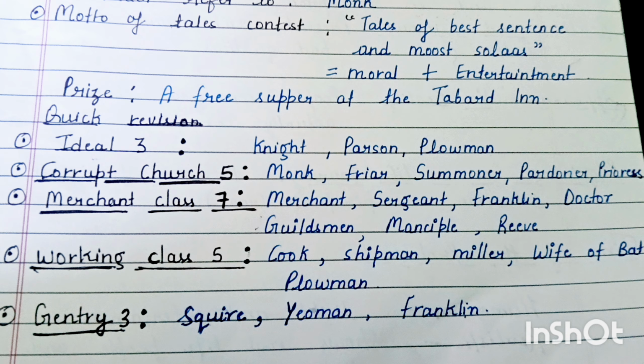Here we have a quick review. You can read it yourself. I'm just reading the first one. For example, ideal 3. So the ideal 3 pilgrims described are the knight, parson, ploughman. Similarly, I have mentioned 5 corrupt church members, 7 merchant class people, 5 working class, 3 gentry. That's all. In the next video, I will be describing the characters of the important pilgrims in detailed analysis.